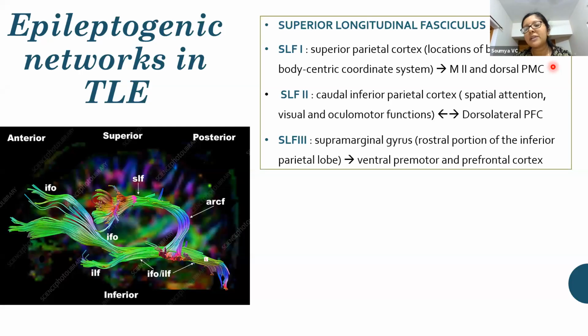The importance of this is that it is a bidirectional pathway, and since the caudal inferior parietal cortex is involved mainly in spatial attention and visual and oculomotor functions, SLF2 feeds the dorsolateral prefrontal cortex with data as to how to perceive the visual space around the individual. And the next is SLF3, which connects the supramarginal gyrus to the ventral premotor and the prefrontal cortex.